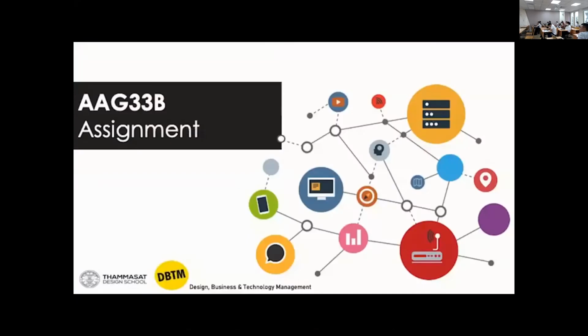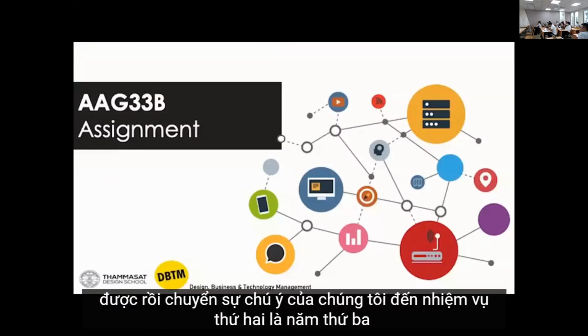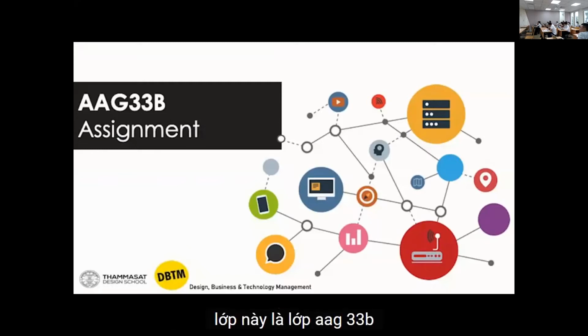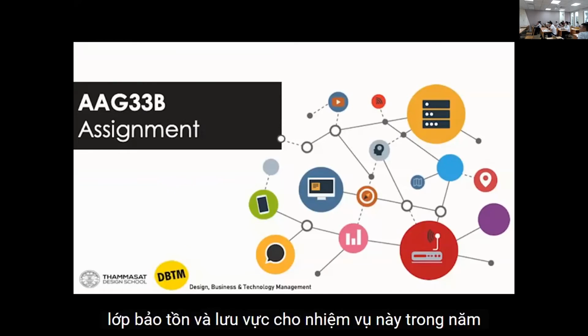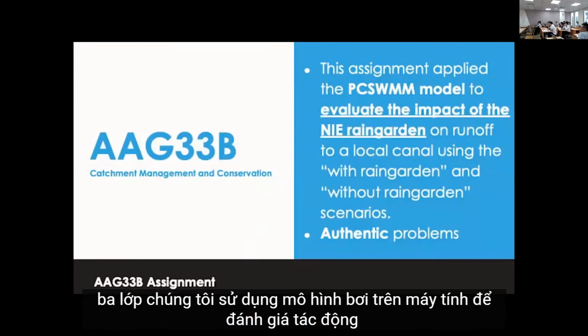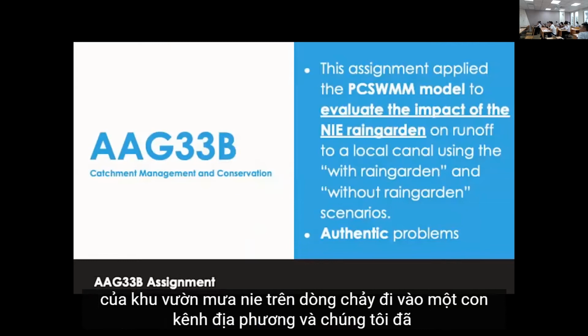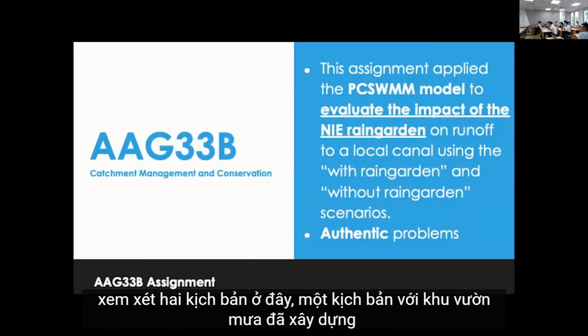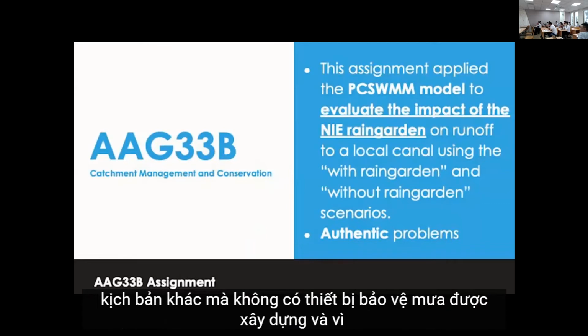Okay, turning our attention to the second assignment, which was the Year 3 class. This was the AAG 33B class, the Conservation and Catchment class. For this assignment in the Year 3 class, we used the PC Swim model to evaluate the impact of the NIE rain garden on runoff going into a local canal. And we were looking at 2 scenarios here. One with the rain garden constructed, the other scenario without the rain garden constructed.